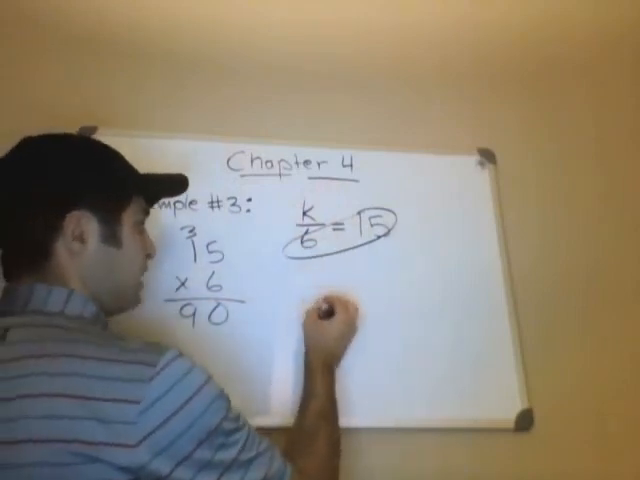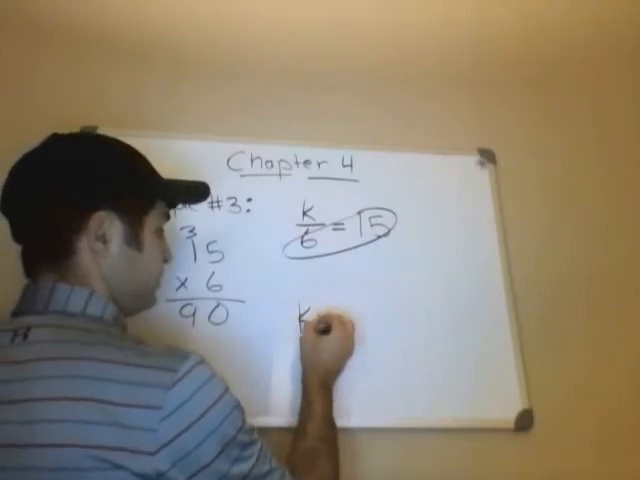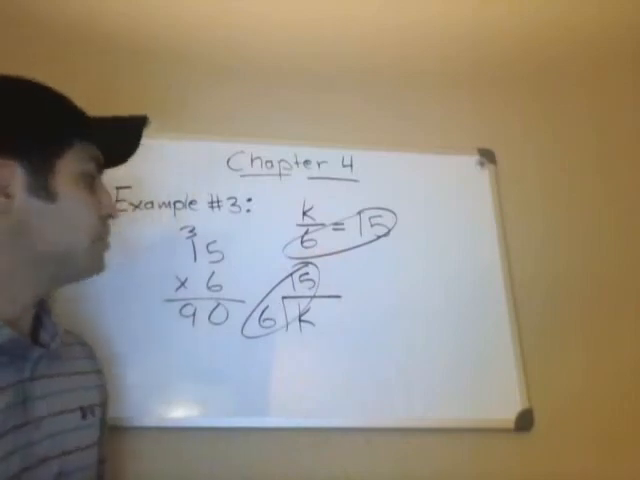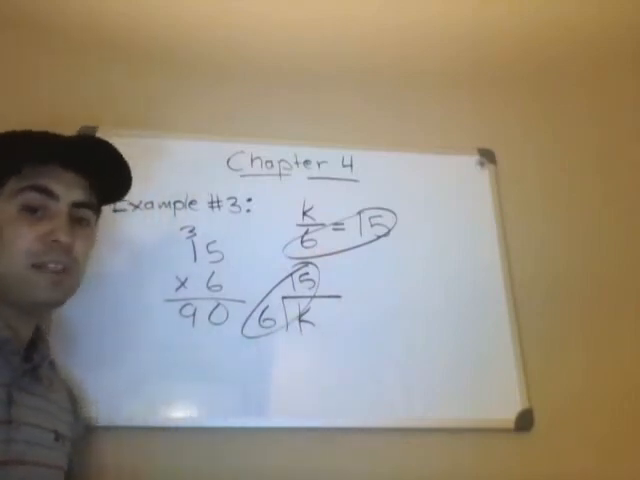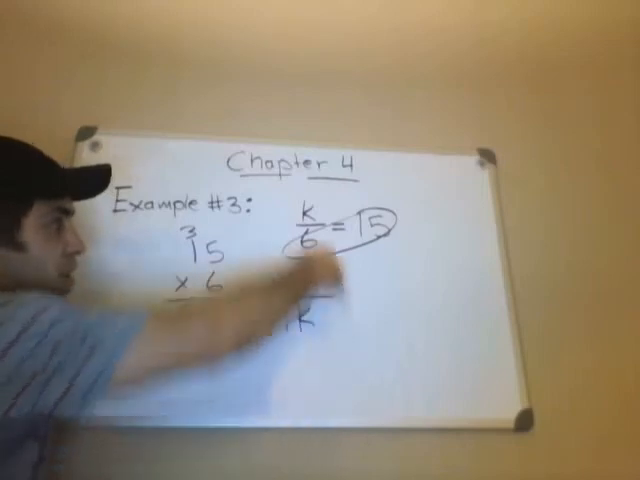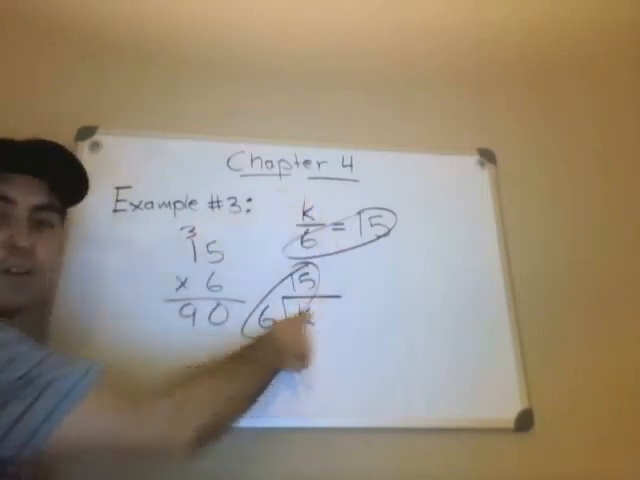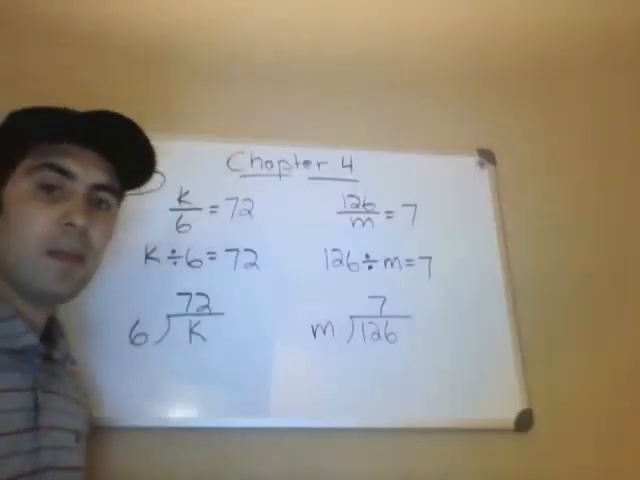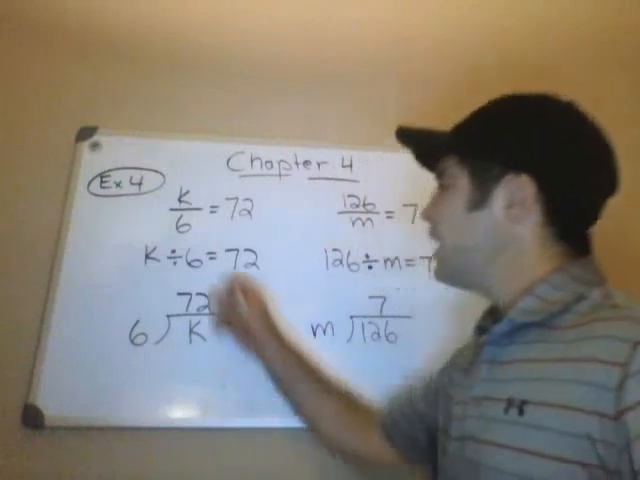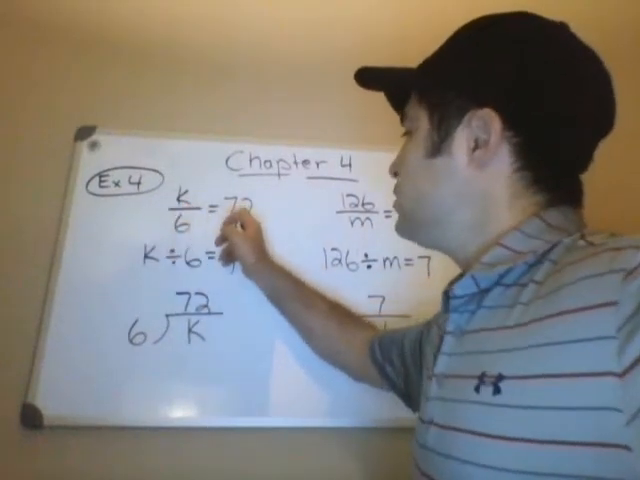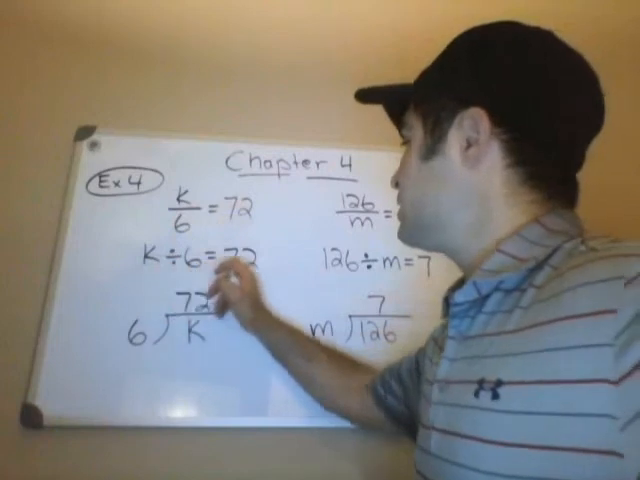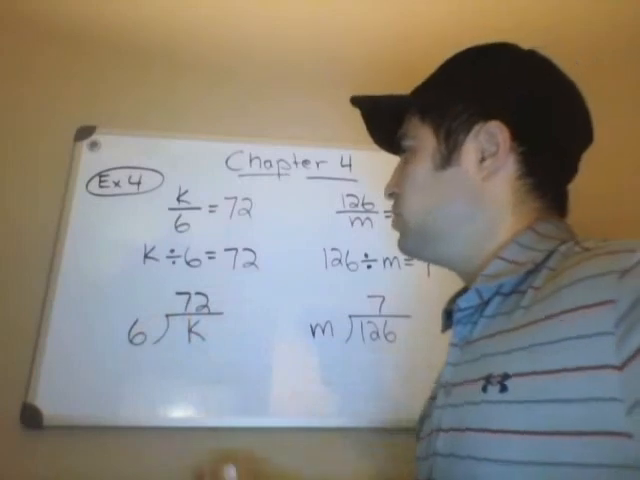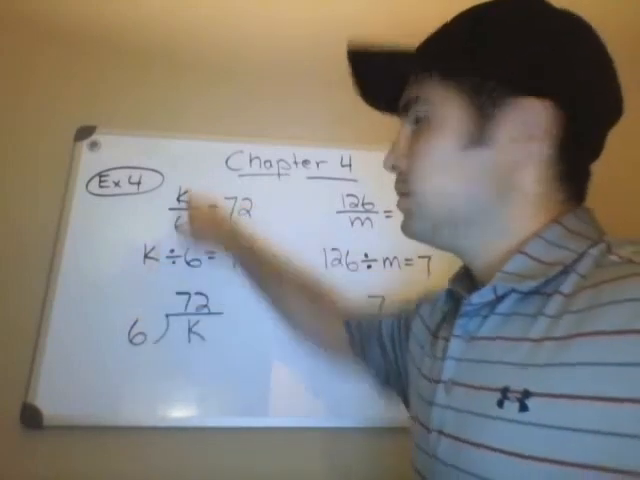Or if you remember, it's like, multiply those two numbers. But only when you're missing the dividend, which is the number on top of a fraction or the number inside of the division problem. Alright, in example number 3, we had k divided by 6 equals 72. So the dividend was missing.